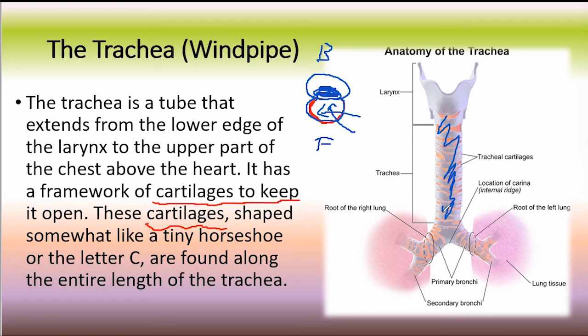The trachea is a very clear space, nothing inside. It does not allow anything to go into the trachea. If anything goes into the trachea, it will cause people to cough. So cough is a kind of protective function, keeping everything clear inside.